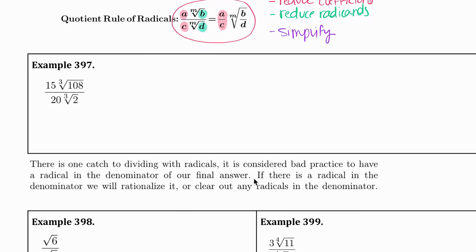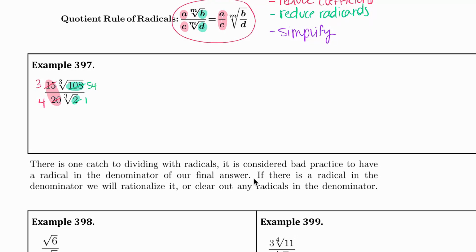Okay, so looking at example 397, we're going to look at our coefficients. We have 15 divided by 20. That's going to simplify to be a 3 on top and a 4 on bottom. If we simplify our radicands, we have a 108 divided by 2. If we divide that, 108 divided by 2 simplifies to be 54 over 1.